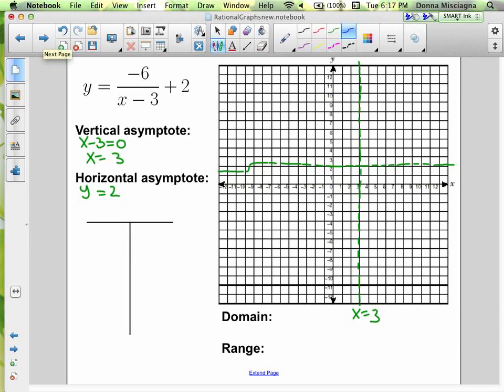All right, so the y-intercept is just f of 0. So that's going to be negative 6 divided by 0 minus 3, plus 2. It's a bit messy, but I think you can see it. So that would be negative 6 divided by negative 3, plus 2. Negative 6 divided by negative 3 is 2. So 2 plus 2 is 4. So we have the y-intercept is (0, 4).